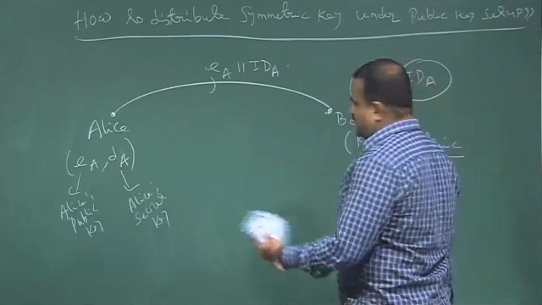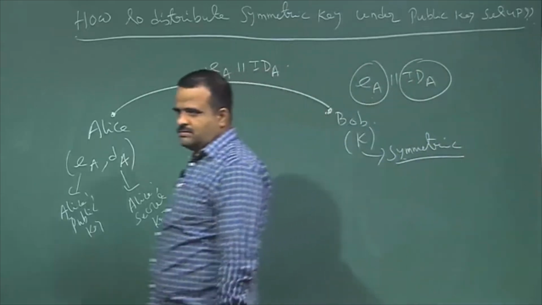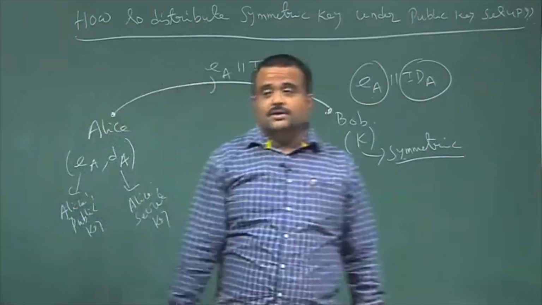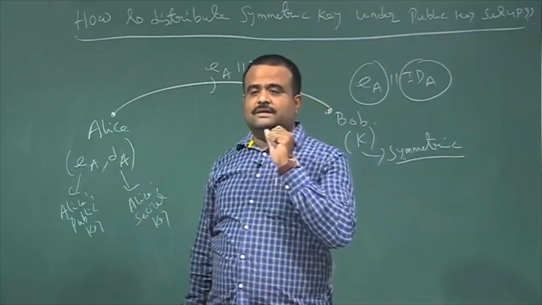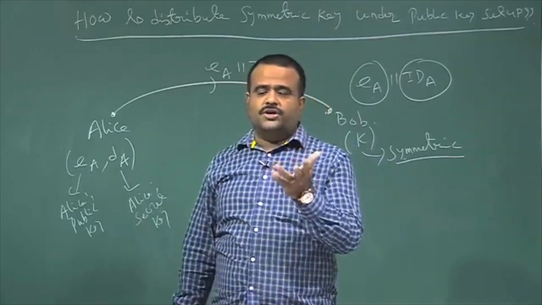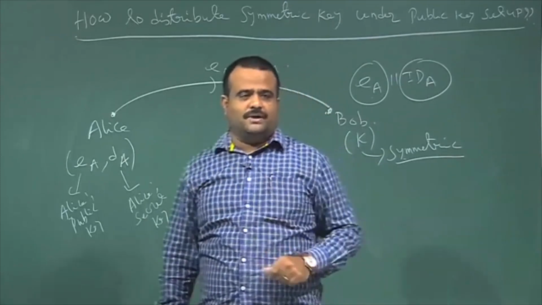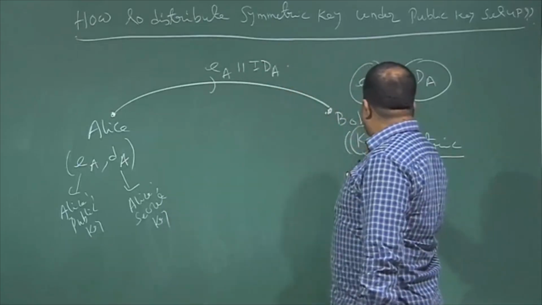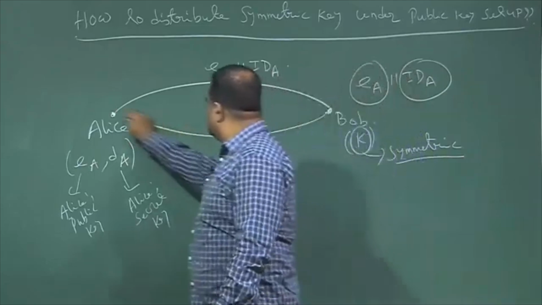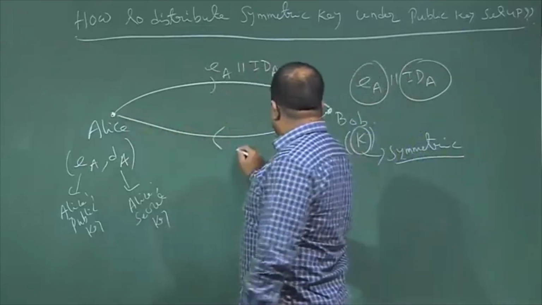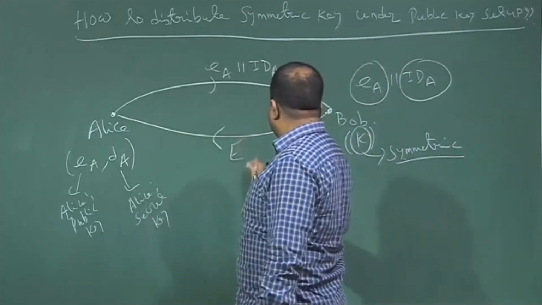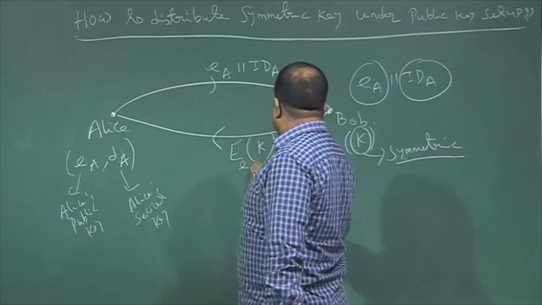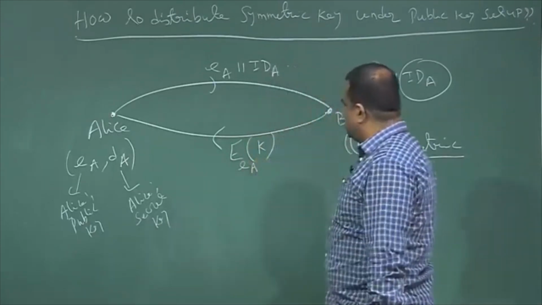Bob will choose a symmetric key, maybe randomly. If they decided to use AES, Bob will choose 128 bits, just random bits. So Bob is choosing a K, and then Bob is encrypting this K with public key encryption, using the Alice public key, and sending it to Alice.